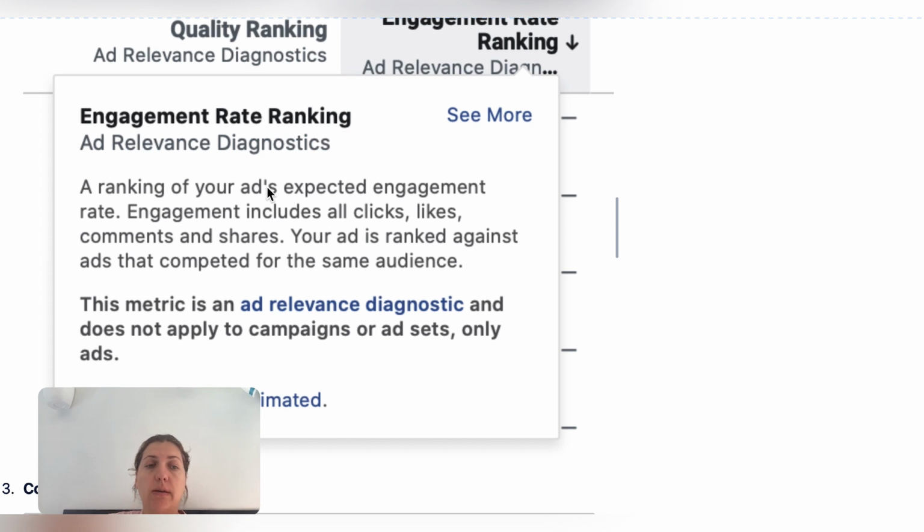The third tier is conversion rate ranking. That looks at the ad's expected conversion rate ranked against the competition that have the same goal and the same target audience. So basically they compare your expected conversion rate to the conversion rate your competition has within the same goal and the same audience.